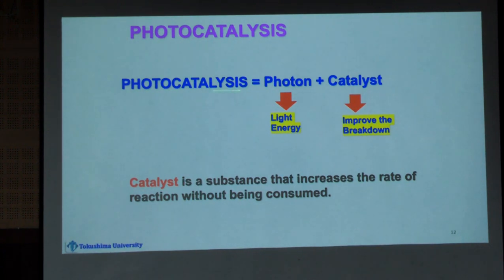So photocatalysis is light energy with the help of a catalyst. It's an additive. Earlier we were not using an additive in photolysis. Now we are adding a material known as a catalyst to improve the breakdown. Yesterday I showed you the CVD method. There was methane, CH4, carbon and hydrogen. The carbon and hydrogen break down, decompose, and separate.